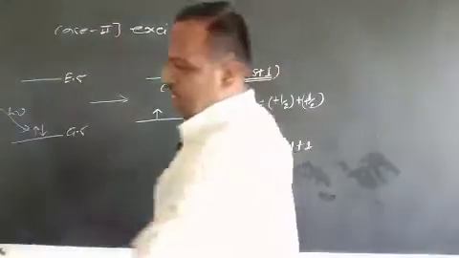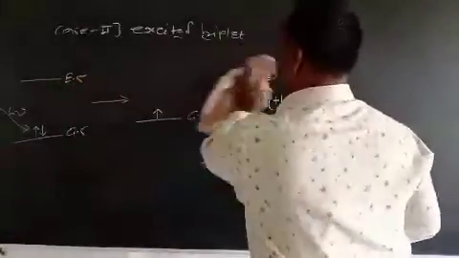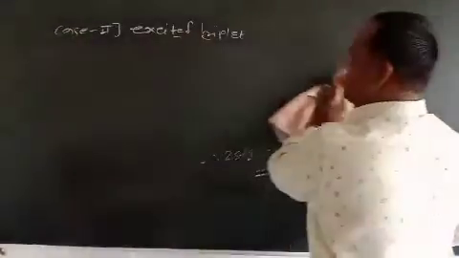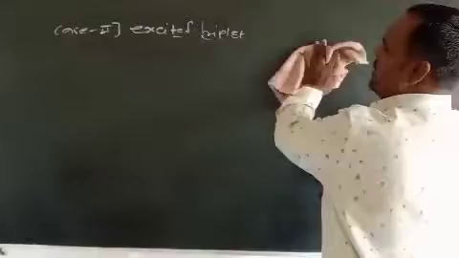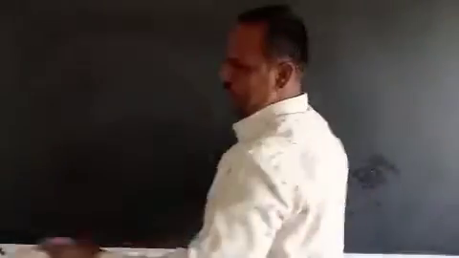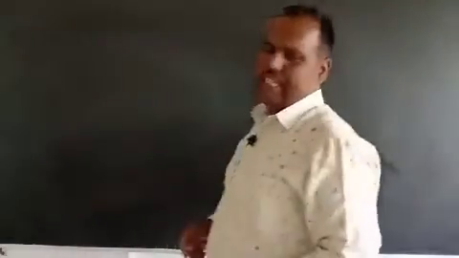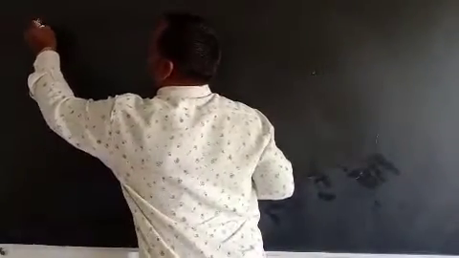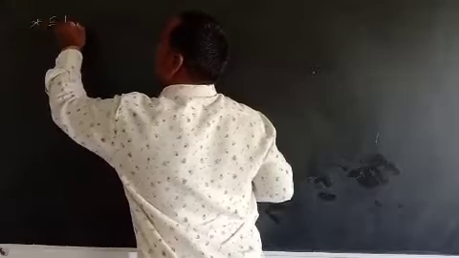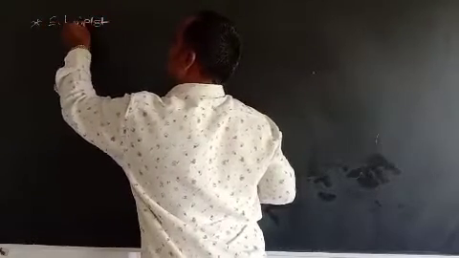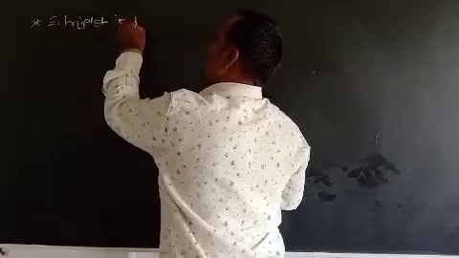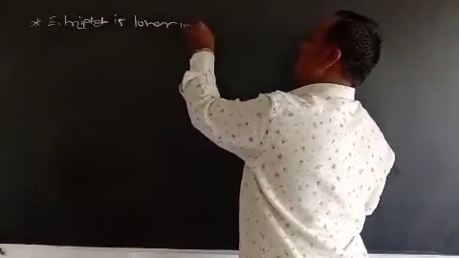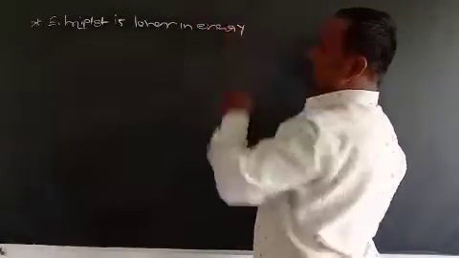So this is regarding the excited singlet and excited triplet state. Let us see the second point. This is the first point in the Jablonski diagram. It consists of a singlet excited state and triplet excited state. The second point is also important. The excited triplet is lower in energy as compared to excited singlet.